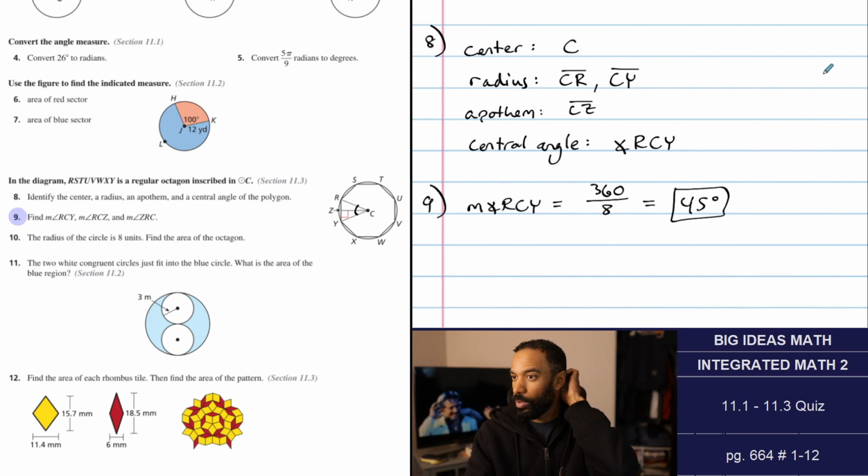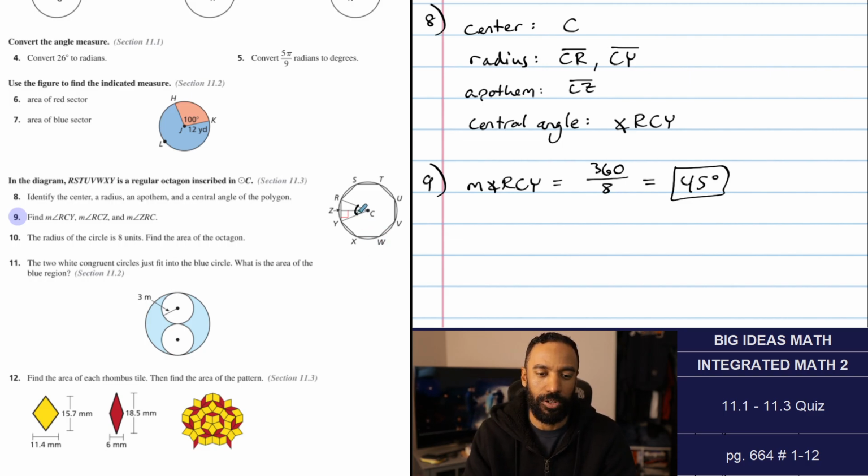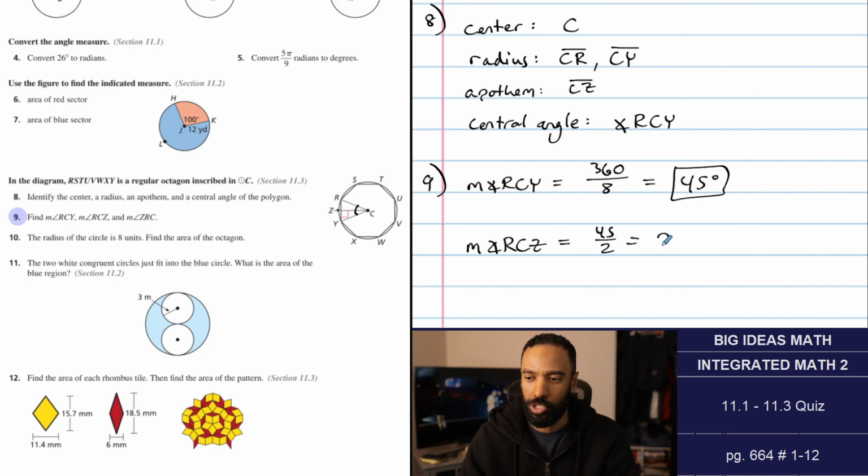Now, what we're often going to do in problems where we have to find area with this kind of information is find half the central angle. When the apothem is drawn, it bisects the central angle into two congruent parts. So, to find the measure of angle RCZ, one of those that's bisected, you take your 45 and divide it by 2, and you get 22.5 degrees.